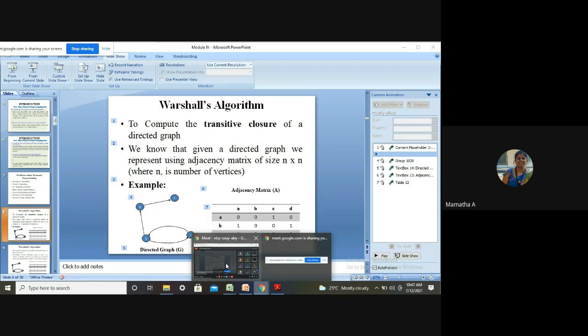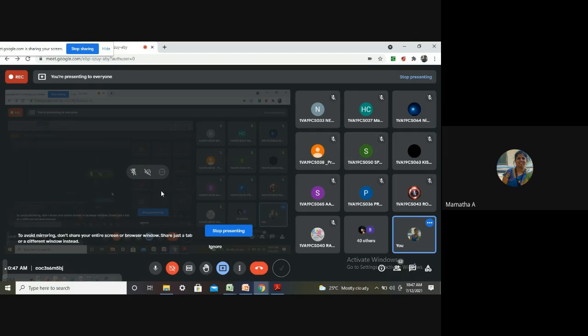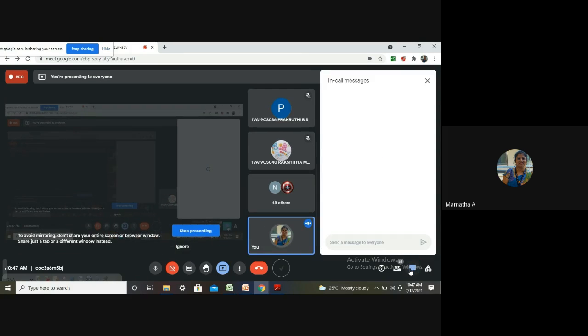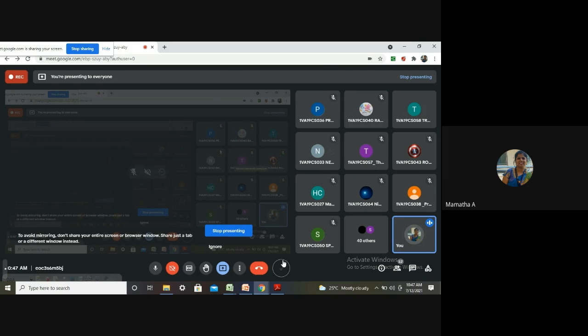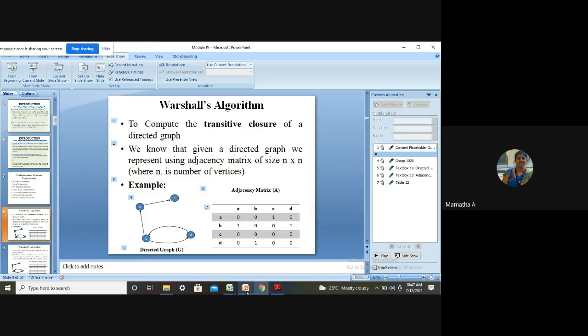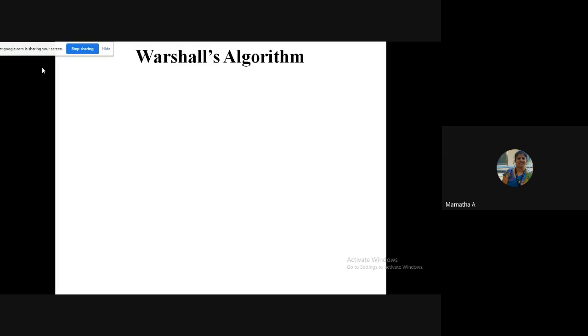Students. Can I have the answer? If A equals B and B equals C, then what does it imply? A equals C, ma'am. Yes, that is the transitive property in mathematics. But here it is computing transitive closure. Okay, what is the transitive closure you have to know?